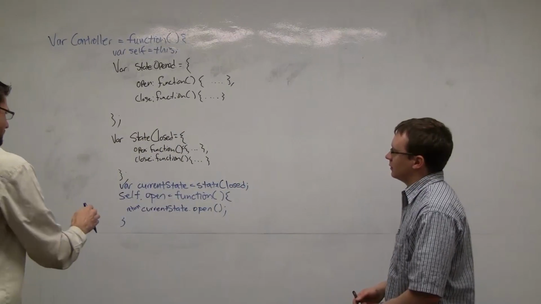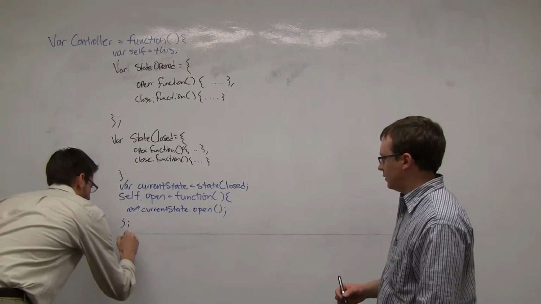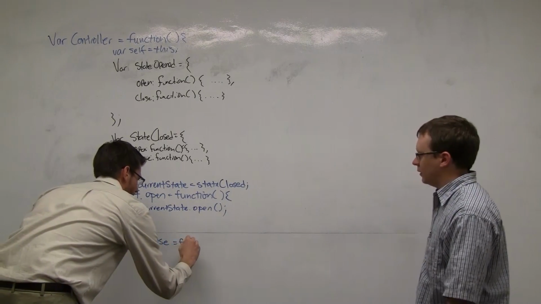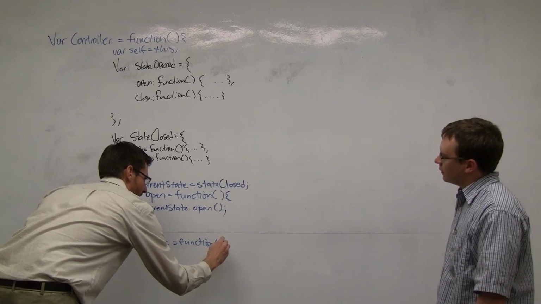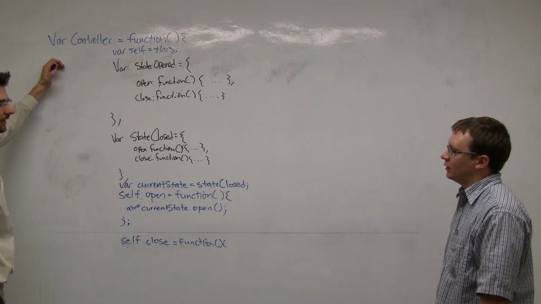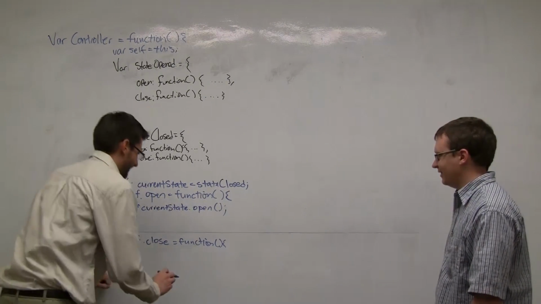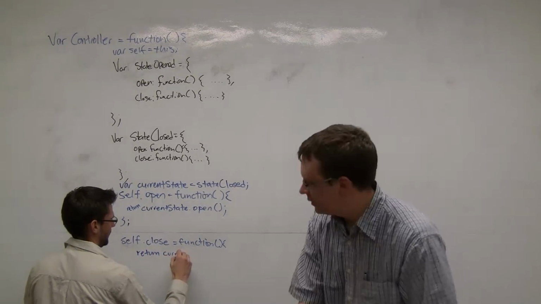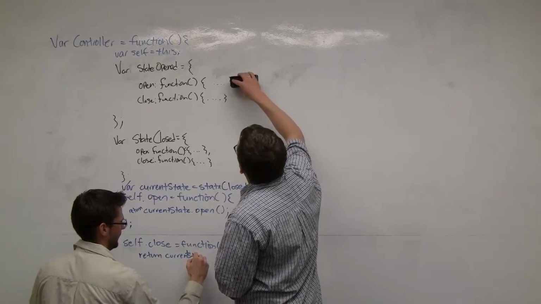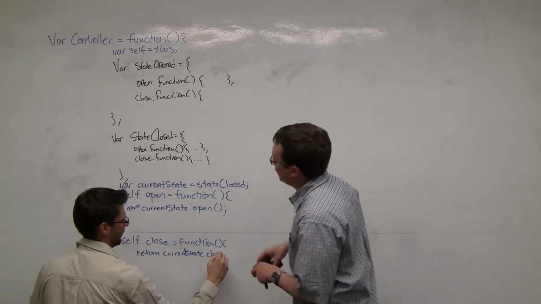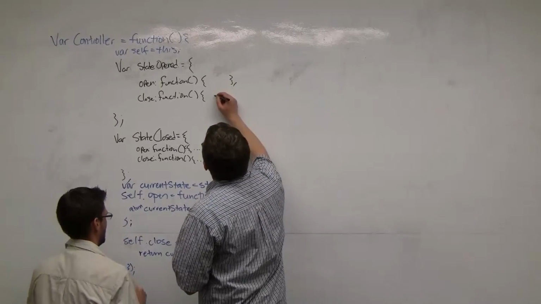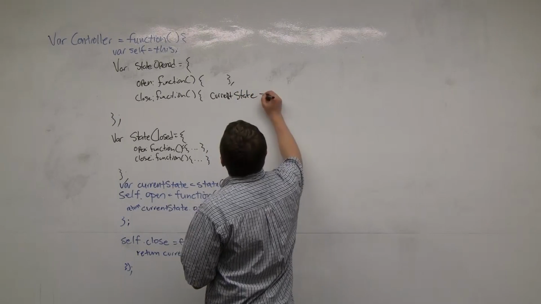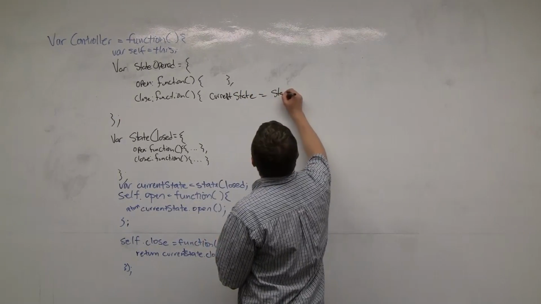Okay. Then we need the current state. Then you have another one down here, self dot close is equal to a function. It gets really easy at this point when you're writing the outer class. You don't even think. There's like current state, whatever the other states were, and I'm done. So you'd return current state dot close. Oh, there you go. That's a good one.